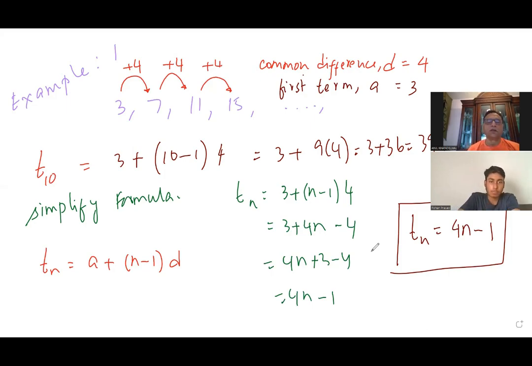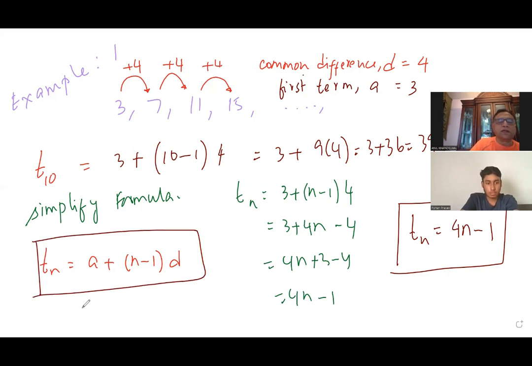Now, you can use the formula, write down the values for a and d. A, you know, is 3, d equals 4, and then simplify and get the result. All right? Yes, sir. Let me show you a shortcut method.